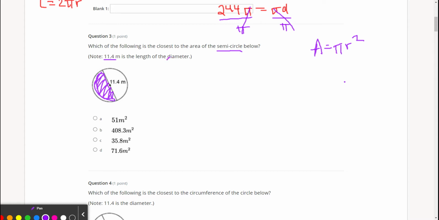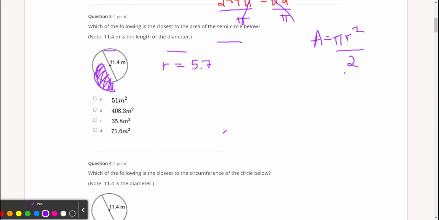So if 11.4 is the diameter, what's the radius? It's 5.7. And then you want to divide the whole thing by 2 because you want a semicircle. Semi means half. What's the equation for area? Pi r squared.